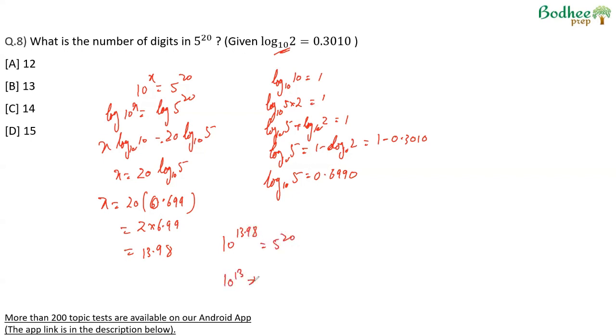10 raised to power 13 has 14 digits. 10 raised to power 14 has 15 digits. This is where 15 digits starts. Therefore, 10 raised to power 13.98 will also have 14 digits. The least integer greater than or equal to the value that we are getting, option C becomes my answer.